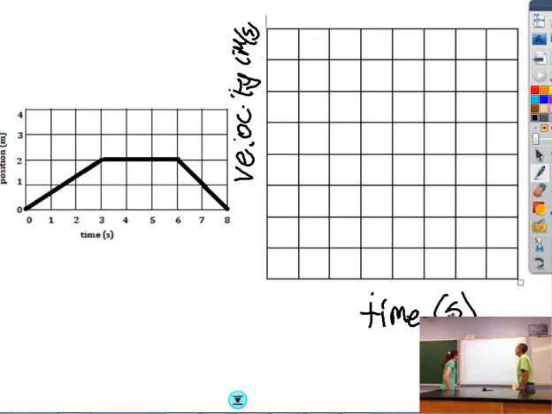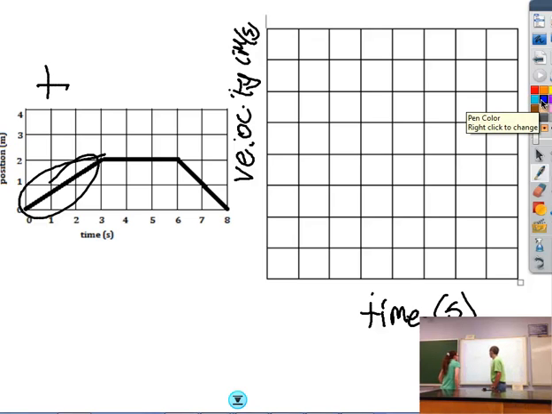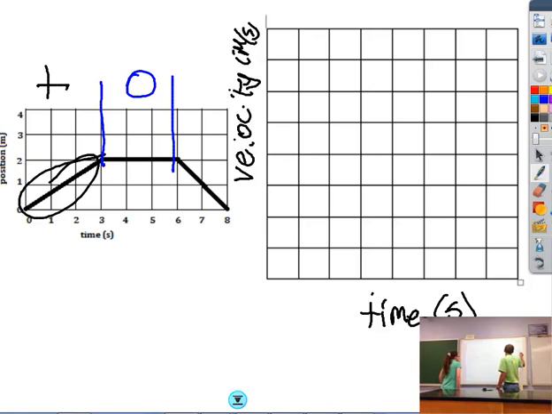Okay, so the first section, I know that I am moving away, so I'm going to need a positive velocity. You know you're moving away, so I'm going to go ahead and say positive. The second section, I'm not moving, so my velocity is going to be 0, so that will be easy. So we need a 0. And the last one, I'm going to be moving toward. That's a negative velocity.